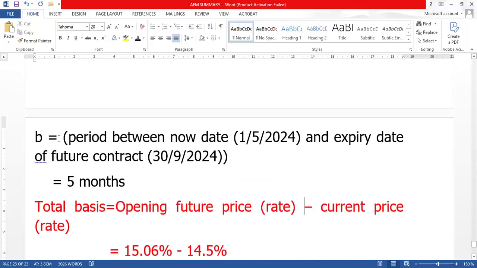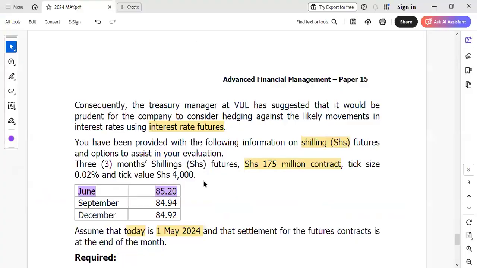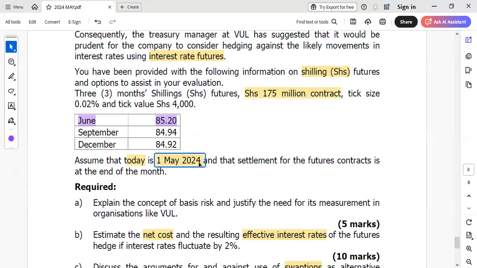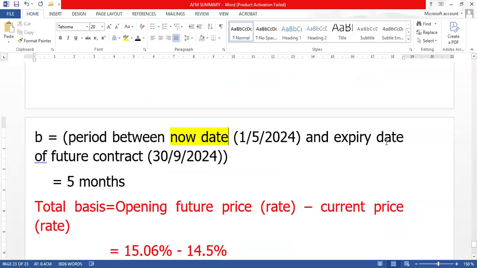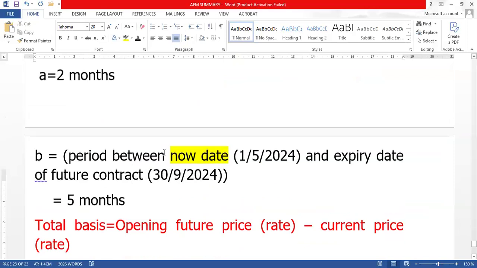Look at B. That is B, the period between the now date... What is today's date? Assume that today is 1st May 2020. So count from the now date up to the expiry date of the future contract. Remember, your contract will end on 30th September. So count the period between now up to September. Is it clear? Yes, thank you.